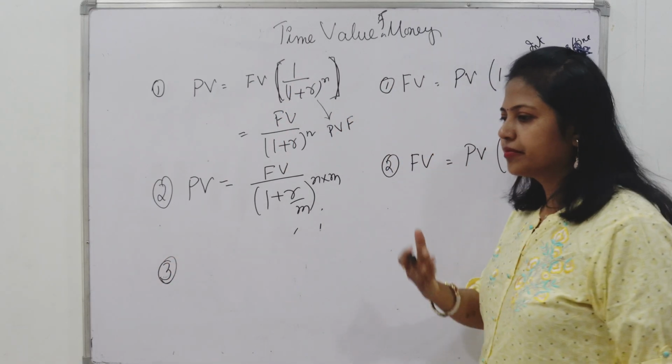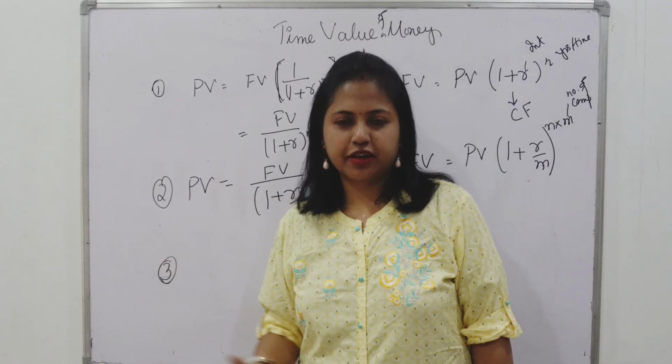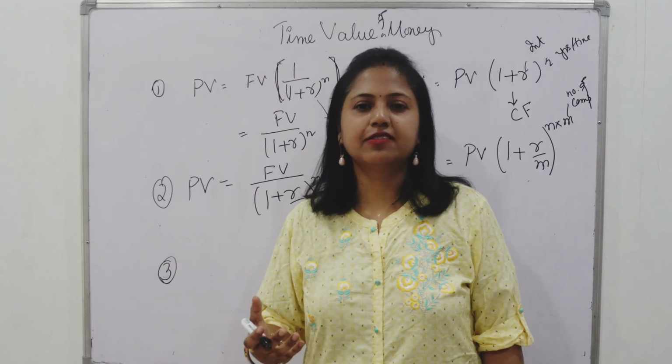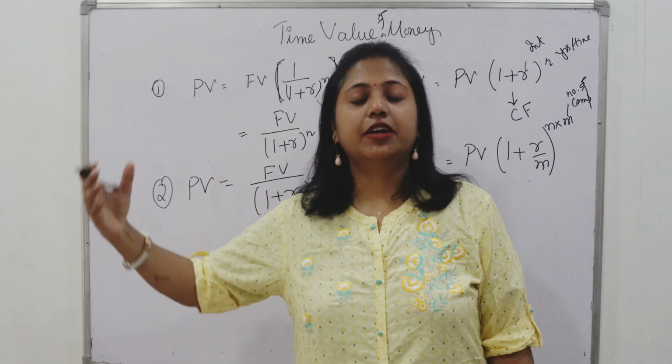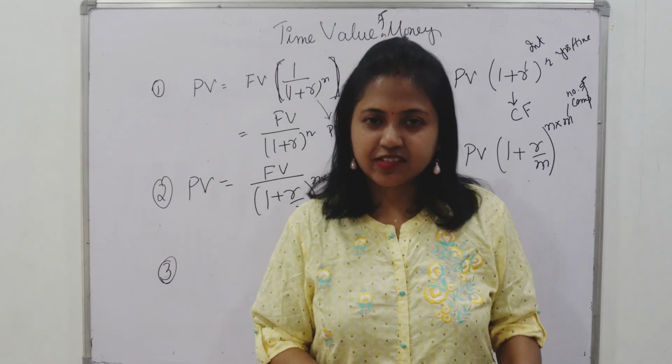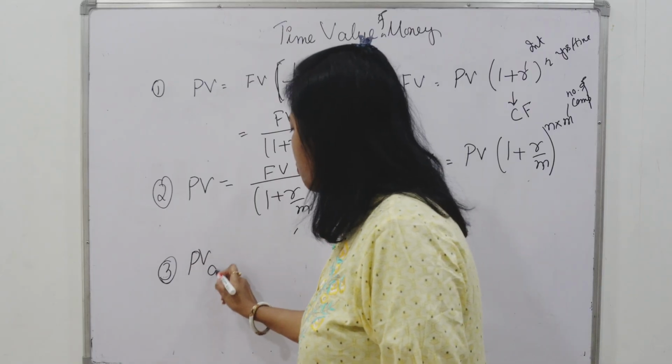Annuity is some equal cash flow that comes to you in periodic intervals. For example, somebody tells you that you will get 5,000 every year for the next 5 years. You want to know what is its present worth today. So you can find out the present value of annuity.